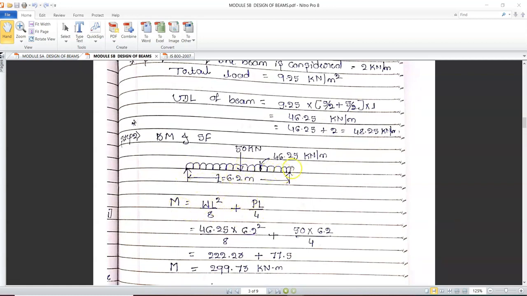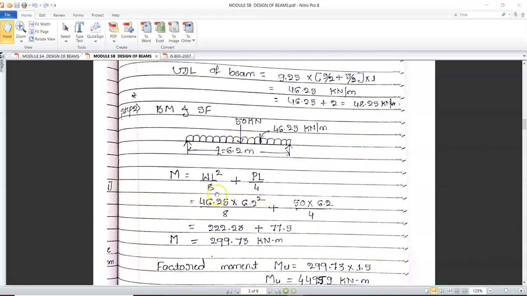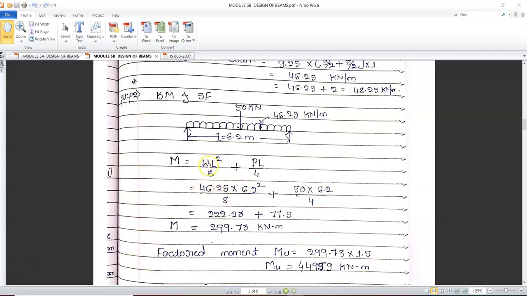For UDL, we already know the bending moment will be WL square by 8, and for the point load, we know the maximum bending moment at the center is PL by 4. Small correction here: this has to be 48.25, not 46.25. So that is WL square by 8 with 48.25. Coming back to the bending moment, this is WL square by 8 and this is PL by 4. The summation will give you the maximum bending moment at the center.